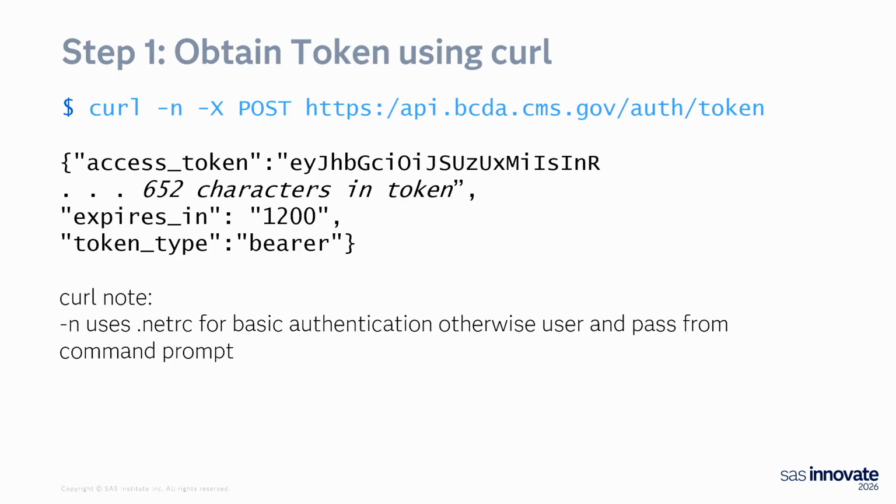And if you did that, you would get back a JSON payload. It has 3 elements. It has the access token, the expiry amount, and the token type. The access token is what matters here. It's a long 652-character string in this case, and it's what we're going to use for the remaining parts of the exercise.